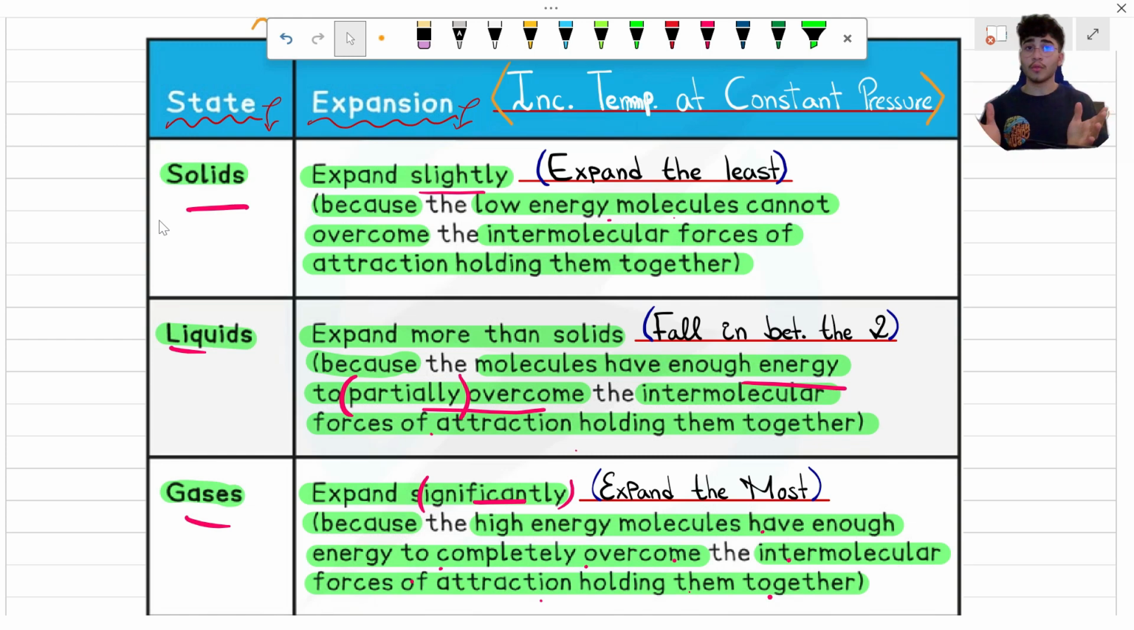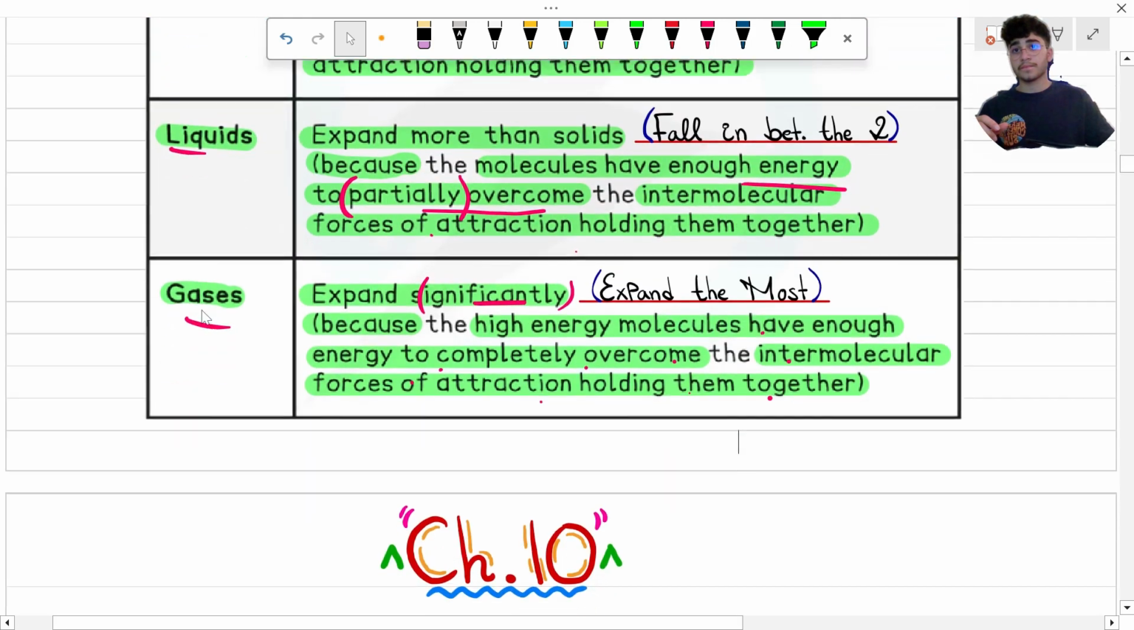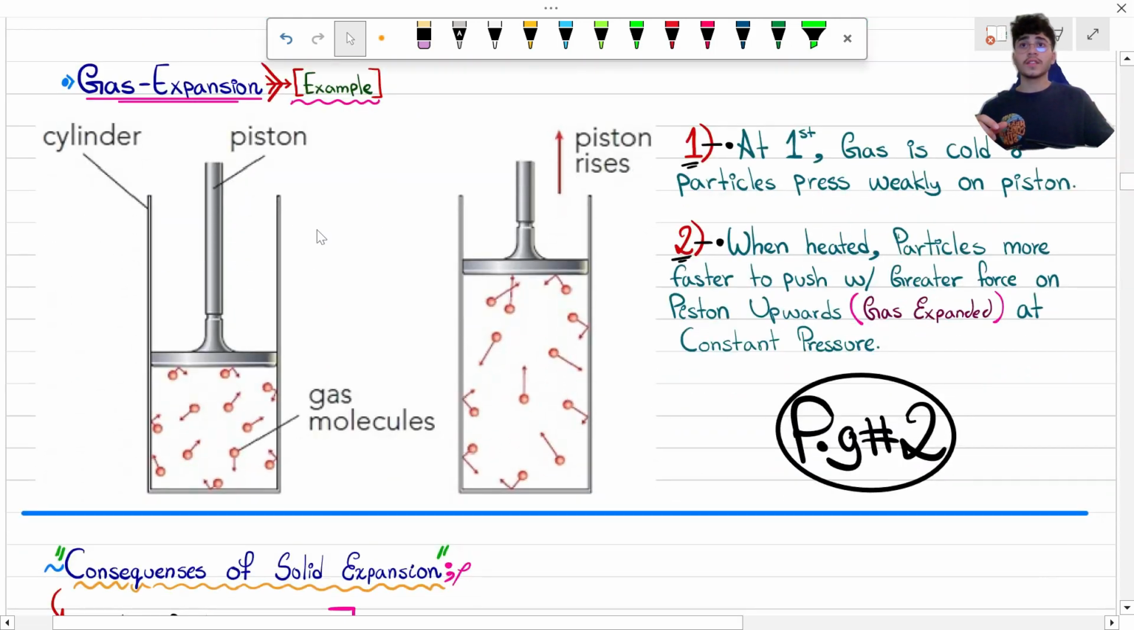And gases expand the most because they are already high energy particles, but we're going to add even more high energy to the particles. This will cause the intermolecular forces to break very easily and expand the most. This is an example of gas expansion.